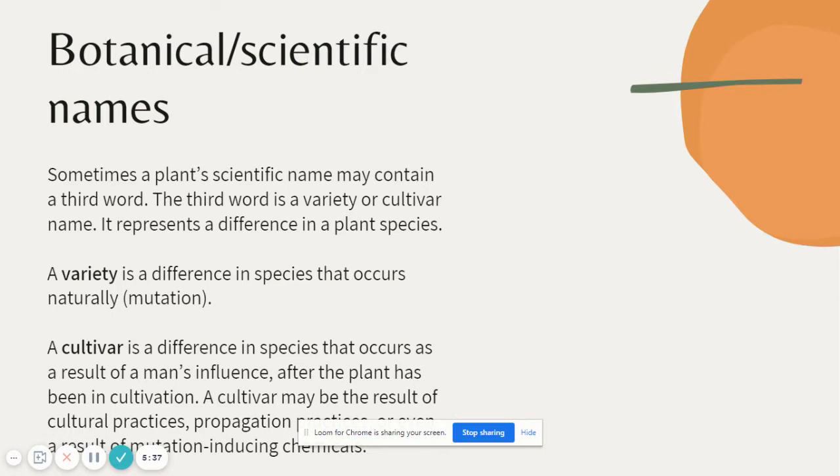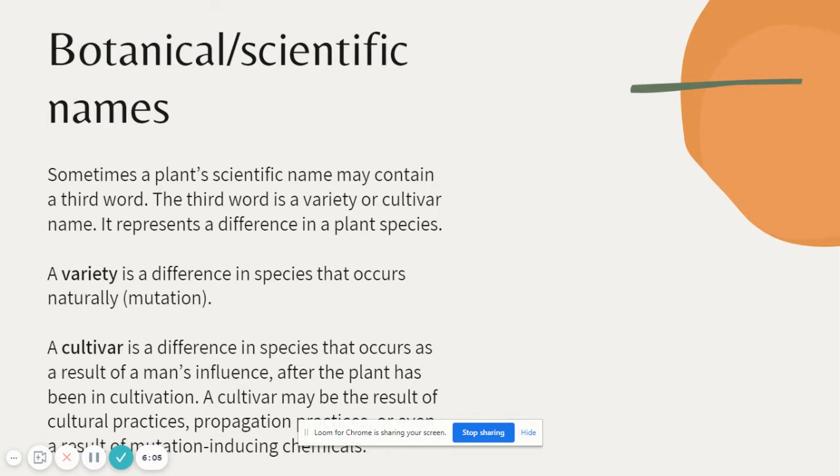A variety is a difference in species that occurs naturally. So I mentioned in the last unit mutations within DNA of a plant and how that can be used as a good thing, especially for plant breeders. So if you're going out on a nature walk and there's a plant that typically has thorns and you come across a plant growing out in the wild that doesn't have those thorns that typically are shown, that is a variety.